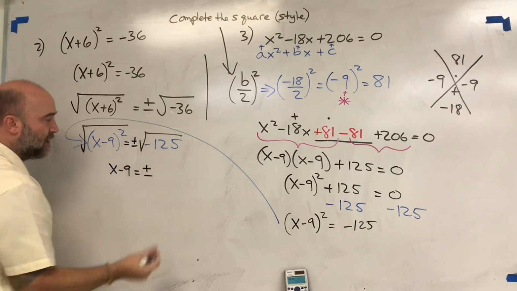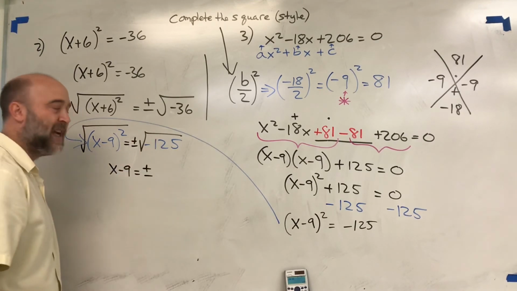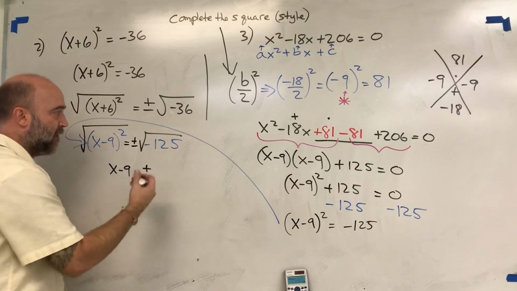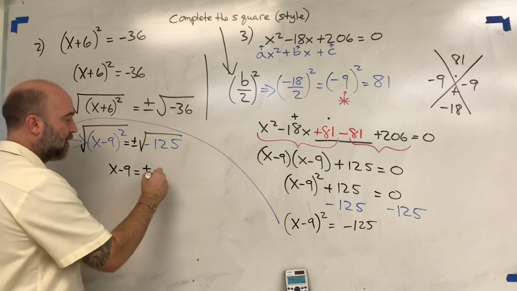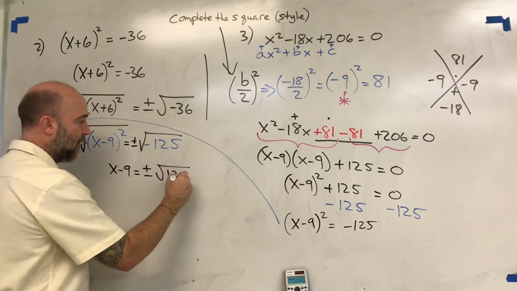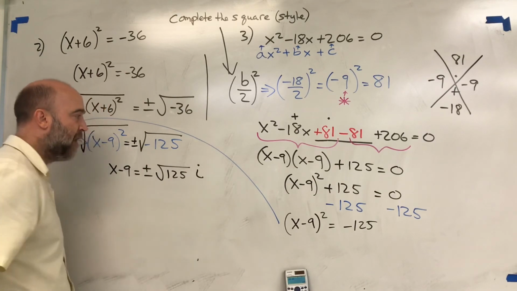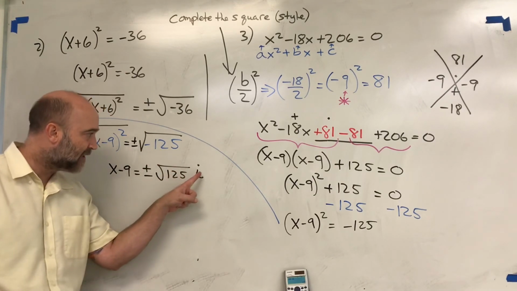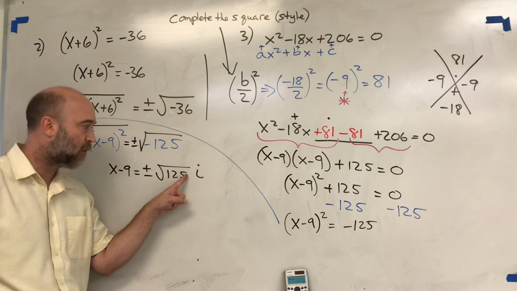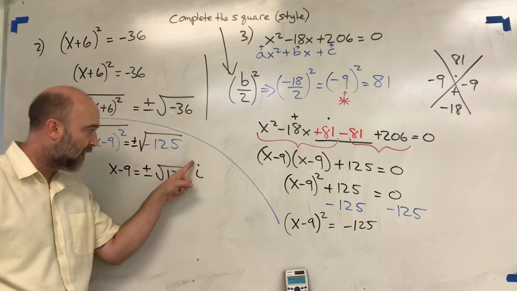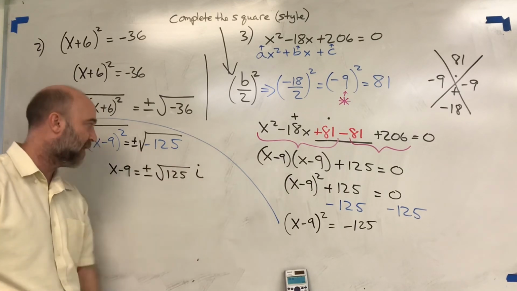plus or minus. I don't mind doing this in phases since we first started being introduced to imaginary numbers here. So this is the square root of negative 125. The i comes out. Be very careful. A lot of students accidentally keep the i under the square root sign. It's very important that you keep it separate. It's outside the square root sign.